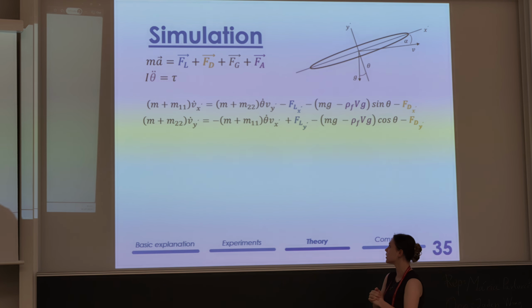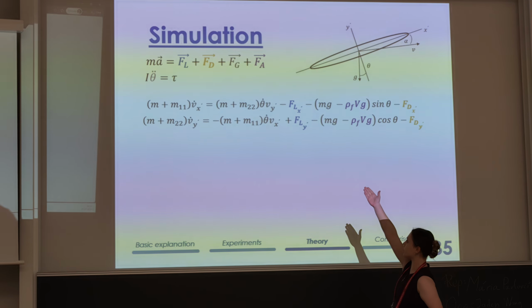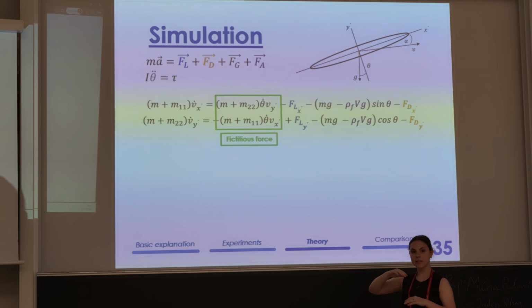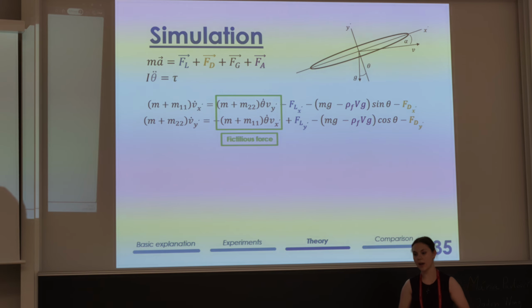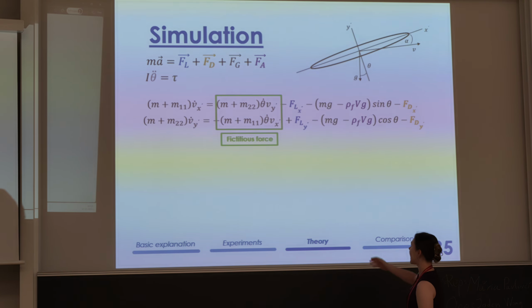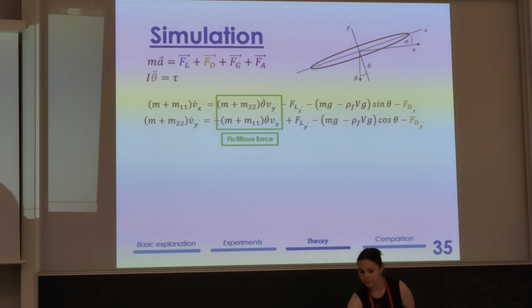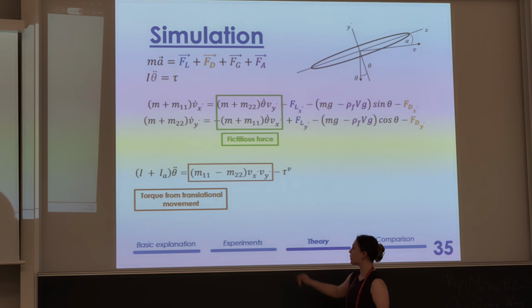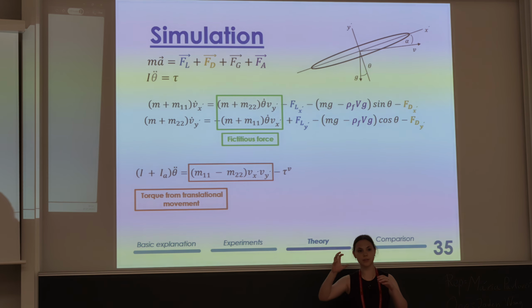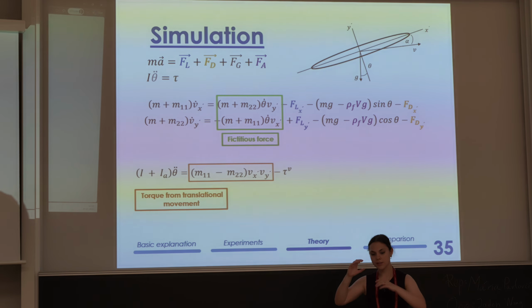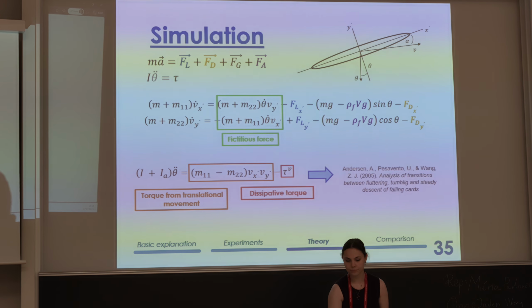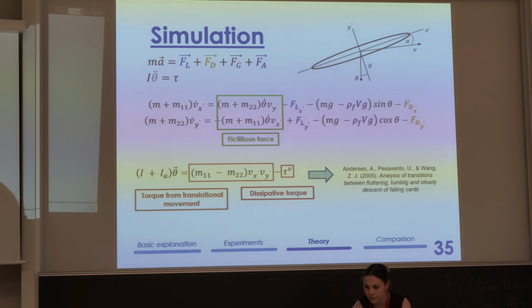For my simulation, we can rewrite again the equations as here with the terms that I explained before. I have a system which rotates with my coin, so we have an added fictitious force. And then this is from literature, with this being the torque from transitional movement. When the added masses are not the same, there's added torque and dissipative torque. This is from this literature.